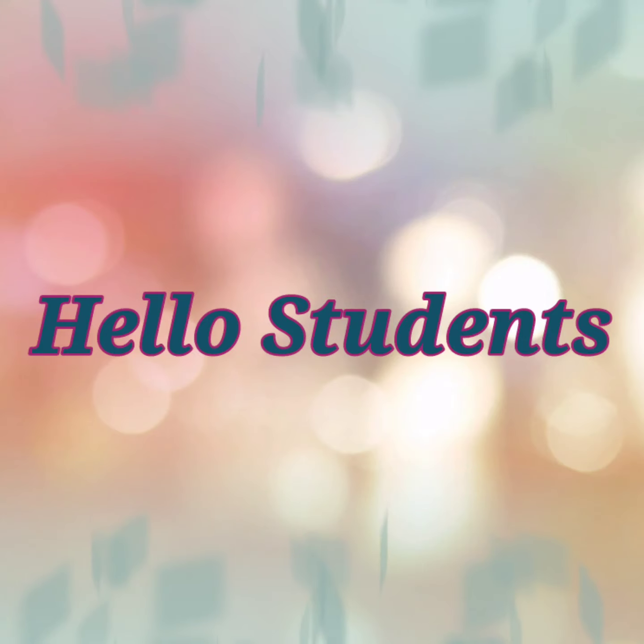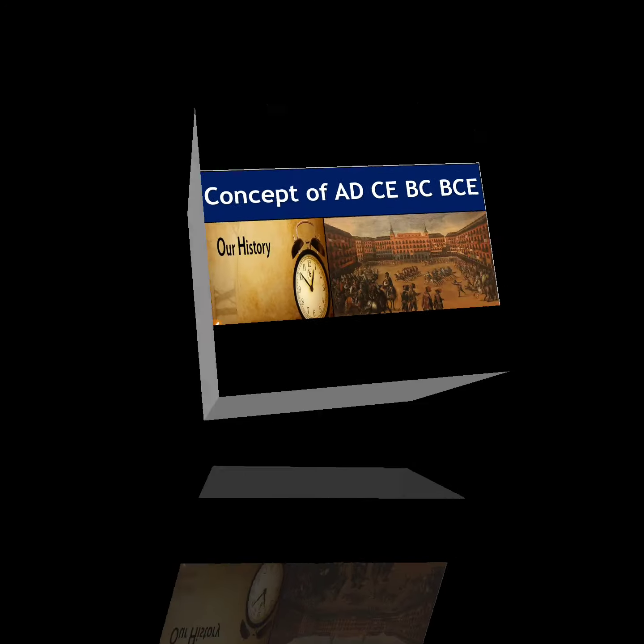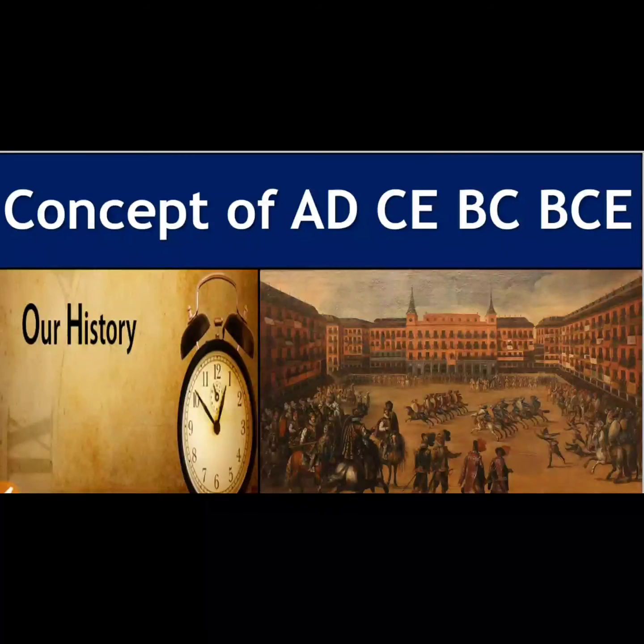Hello students. Today we will read a very basic concept of social science which we should know from the start, but there is a lot of confusion in this concept. What is the concept? The concept is of AD, CE, BC and BCE. What are they? Where are they used? What is the major difference between all these? We will read one by one about them and we will clear this concept today itself in this video.